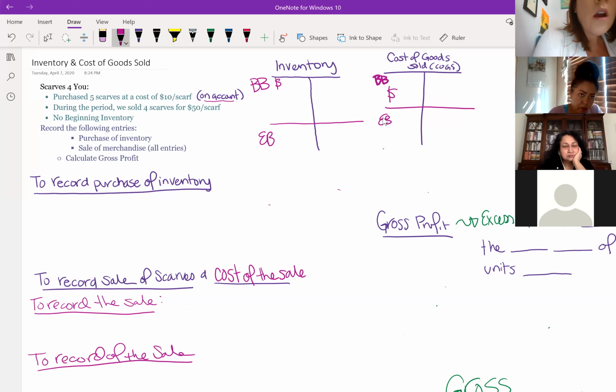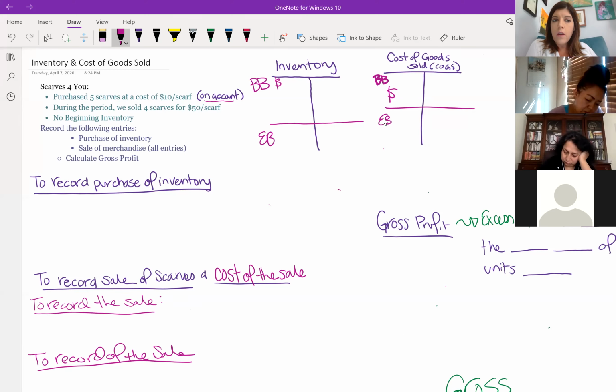It's chapter 6. Okay, so we're going to go through an example of the journal entries related to inventory and then what happens when we sell inventory. We're going to use Scarves for You as our example company, and they sell scarves, shockingly enough. They purchased 5 scarves at a cost of $10 per scarf on account. During the period, they sold 4 of those scarves for $50 per scarf. And they started with no beginning inventory.